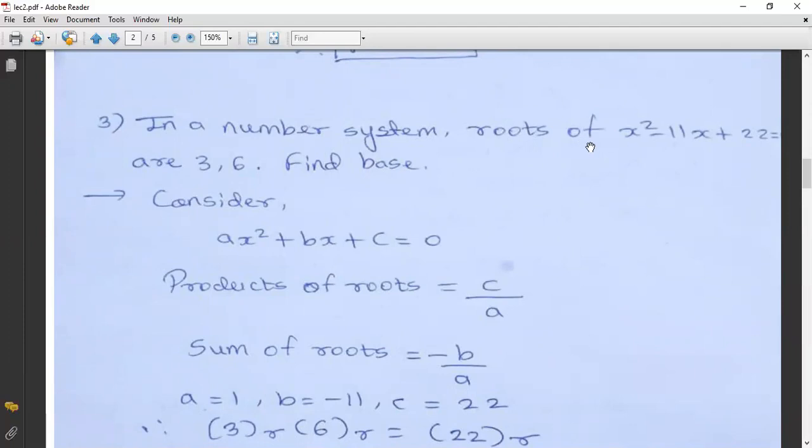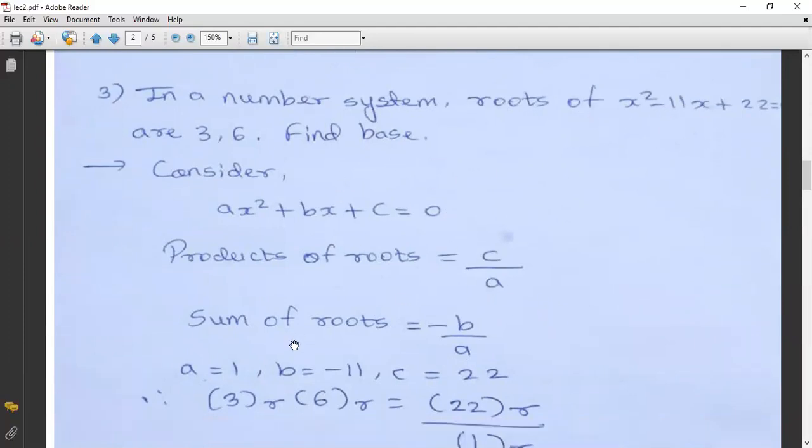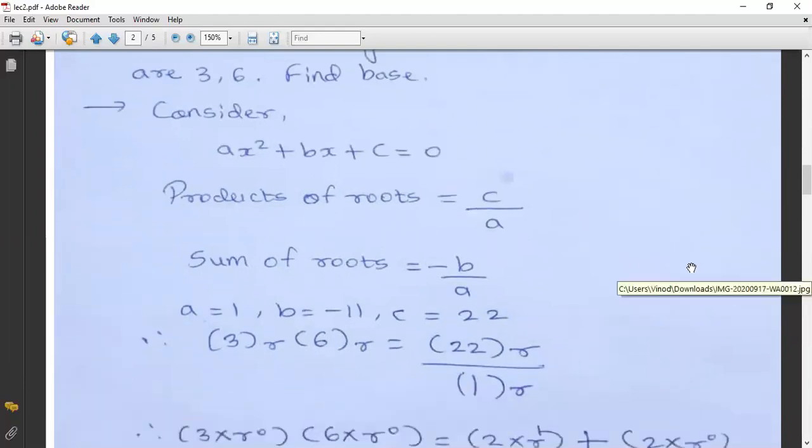So let us compare the given equation with the standard equation. So we will get the values for a, b and c. So a is 1, b is minus 11 and c is 22. So let us pick any one of the mathematical expressions. So let us pick the product of roots.